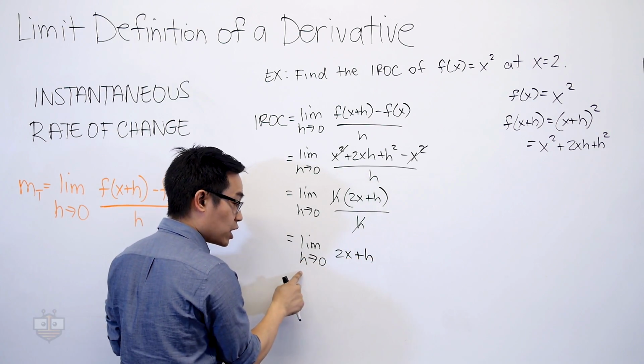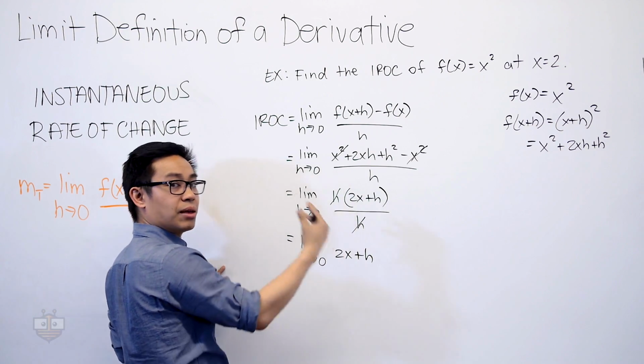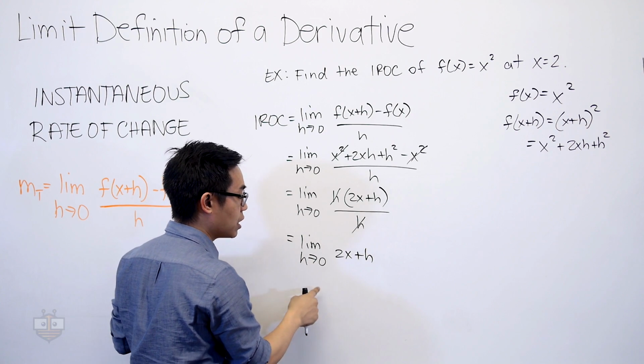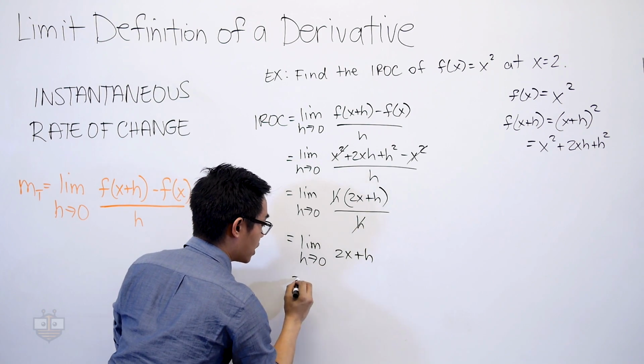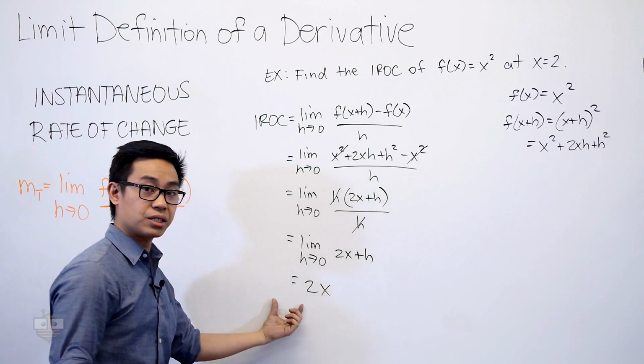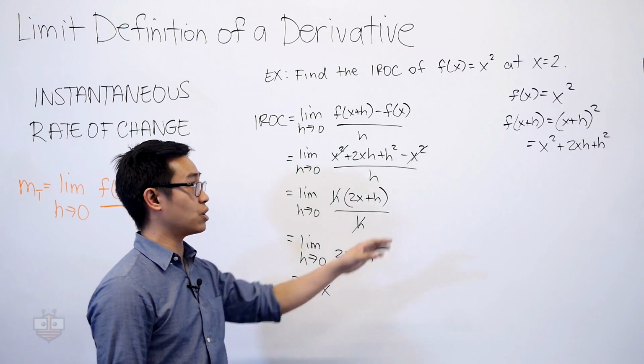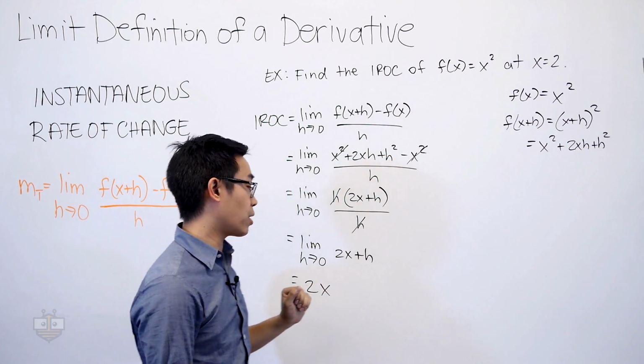But we're subbing in for h because it says h approaches 0. In the limits that we did before, be careful because it was as x approaches a or some number. So we're going to sub in 0 for h. We get 2x. This is the slope of every tangent. This gives us the slope of every tangent on the function f at x equals x squared.